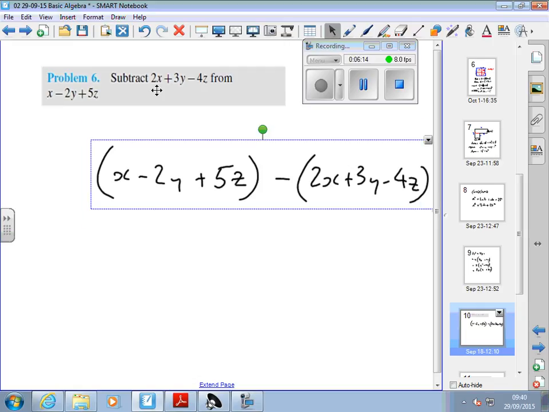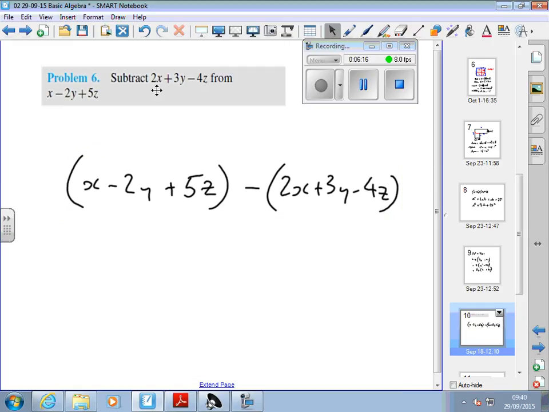Look at that. You see that that's what that's saying in words. Don't do it the wrong way around. I'm subtracting this expression from this one. So I'm subtracting the first one from the second one, effectively. Use brackets because that whole expression here is going to be taken away from that whole expression. So that would be my start point.